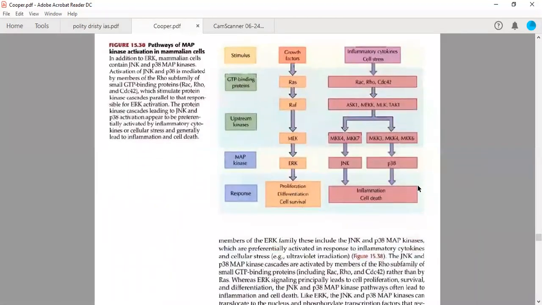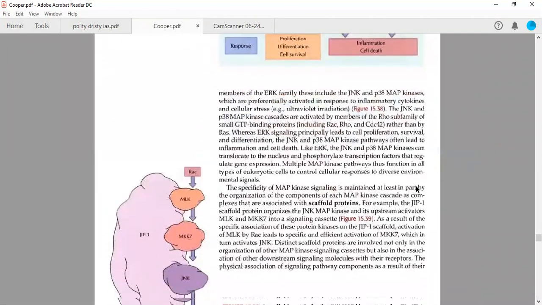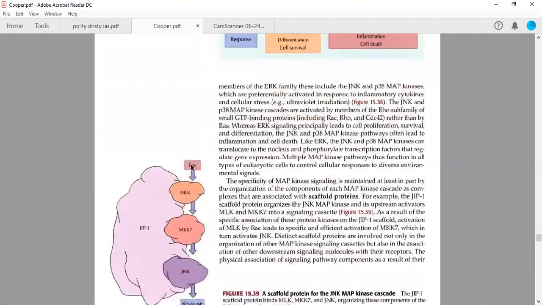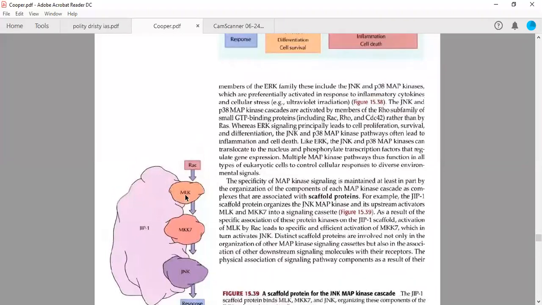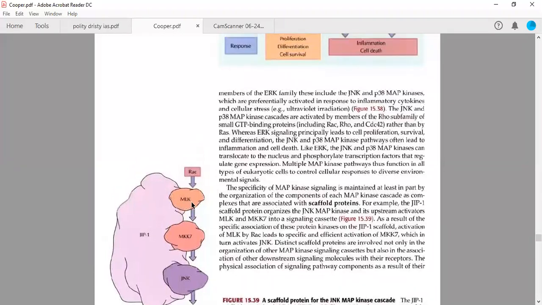I'm minimizing this for some time. So there are four proteins. One is called RAC, MLK, MKK7, JNK, and there is finally a response. So this JNK is a MAP kinase, this is MAP kinase kinase 7, and there is MAP kinase kinase kinase. So this is called MLK protein.